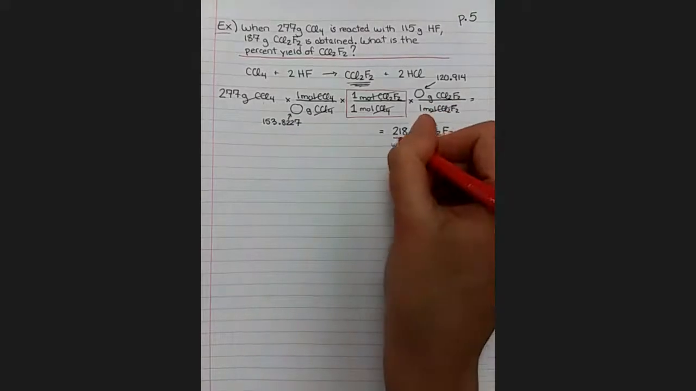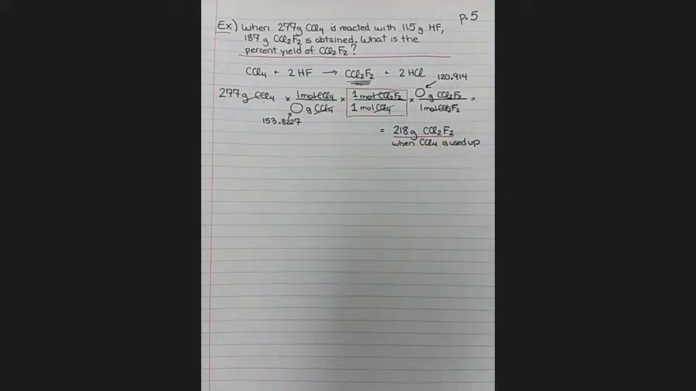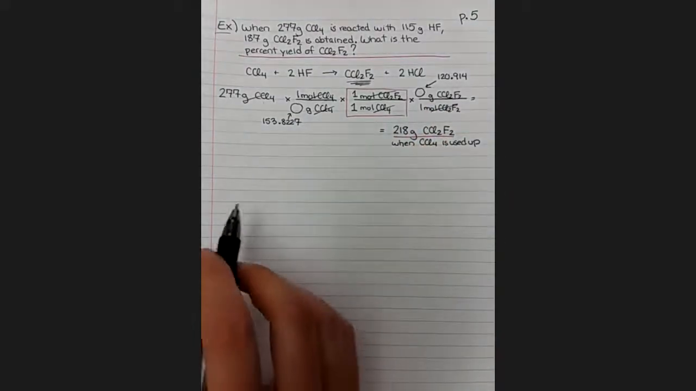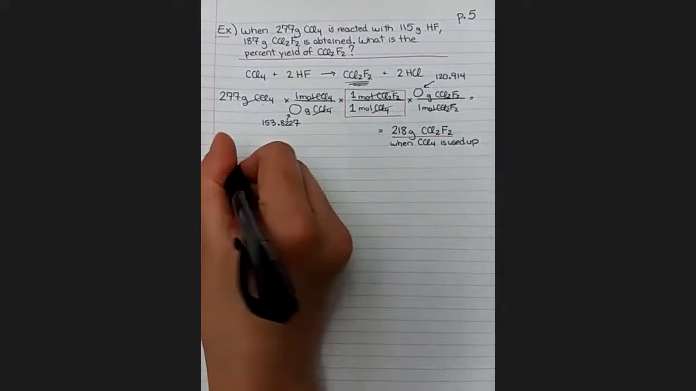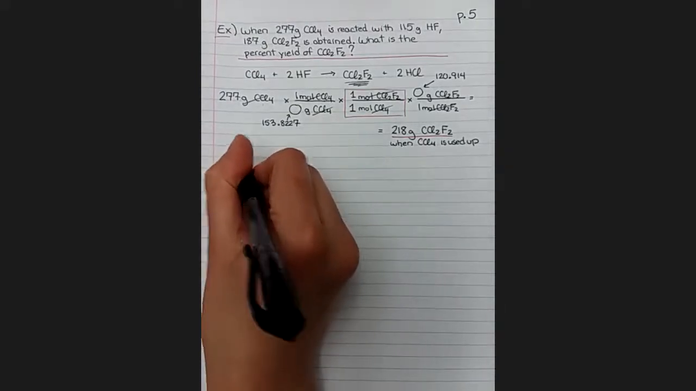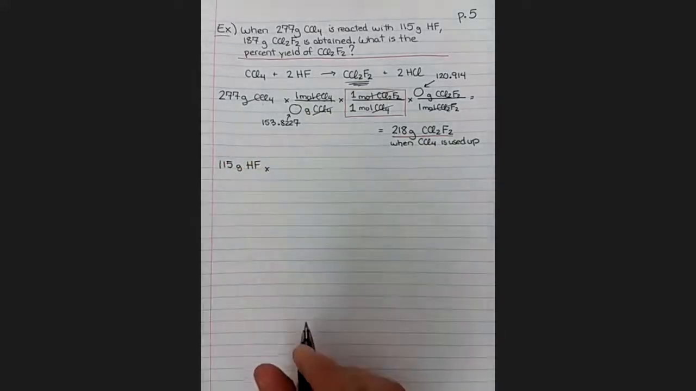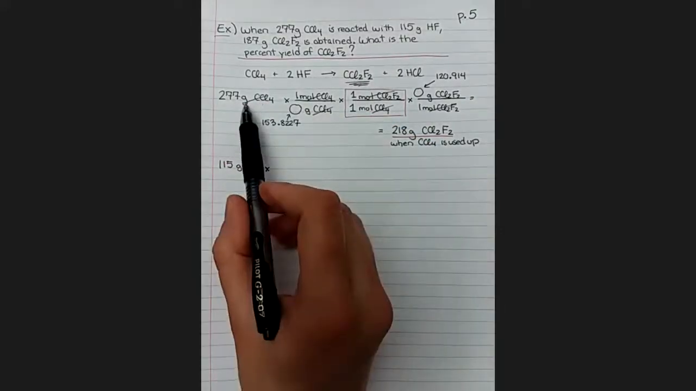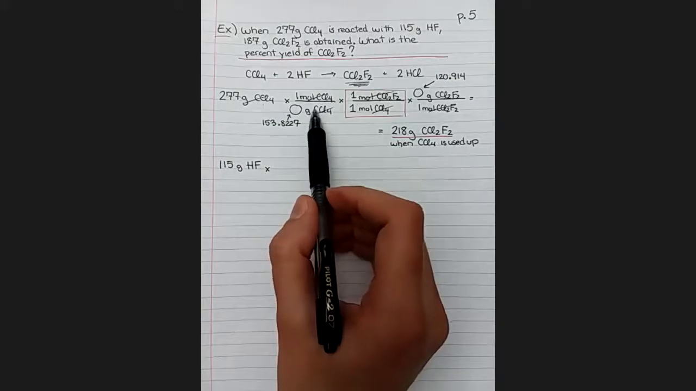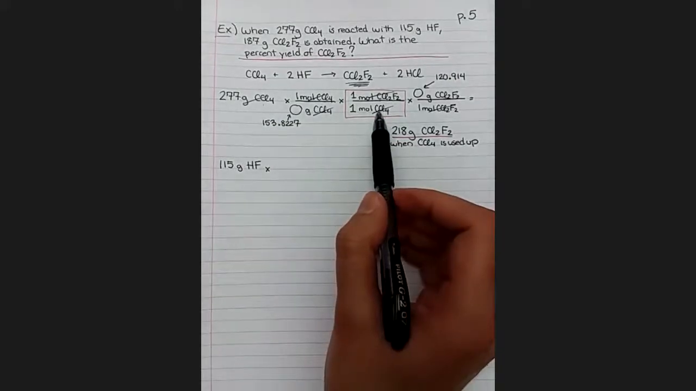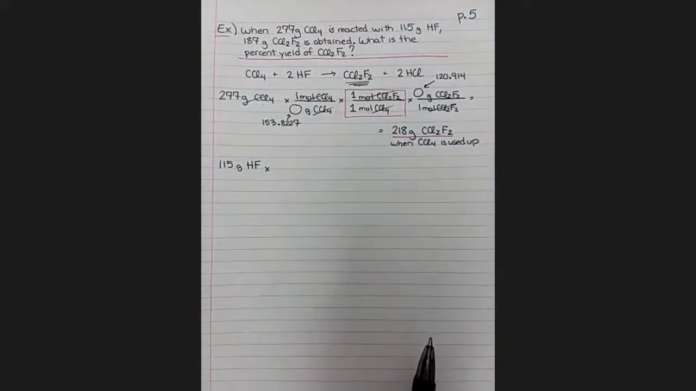So we don't know if this is our yield yet. If this is our theoretical yield yet, we need to figure out how much we would make from the other reactant. So our other reactant is HF, dangerous stuff. Do not try this at home. And we're going to go through the same steps. We're going to go from grams to moles of that compound, from moles to moles into another compound, and from moles to grams of the second one.